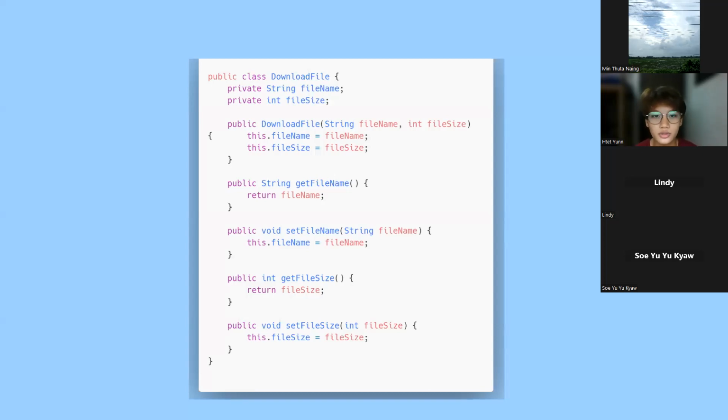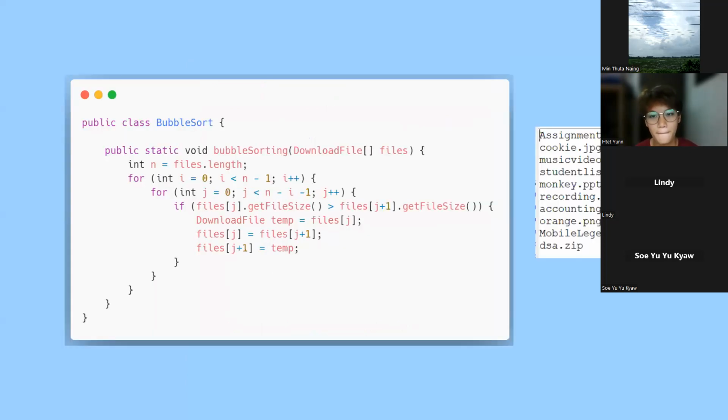These are the source code. The DownloadFile class represents a downloadable file. In the BubbleSort class, we implement the bubble sorting function that performs the bubble sort algorithm on the array of DownloadFile objects.